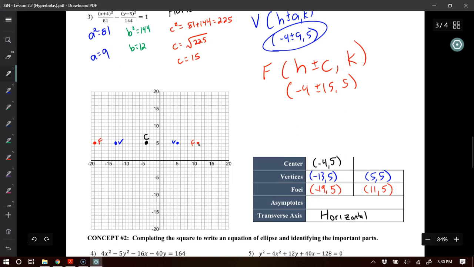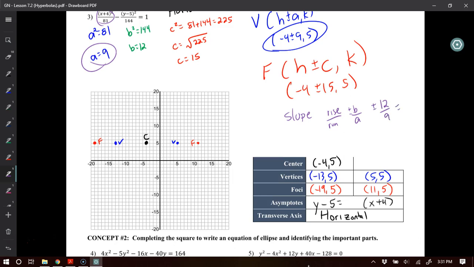Now when I'm doing the asymptotes, I know it's going to keep the same parentheses, so it's going to be a y minus 5, and it's going to be an x plus 4. My job is to figure out what my slope is. In this case, a is under the x. So if I'm thinking rise and run, my a is a run. It's a left to right movement. So my slope is plus or minus b over a. And I can even look at the formula sheet and see that as well. So I have plus or minus 12 over 9, which simplifies: 3 goes into 12 four times, and 3 goes into 9 three times. So that's plus or minus 4/3.